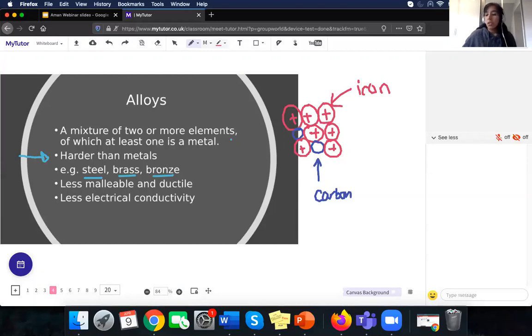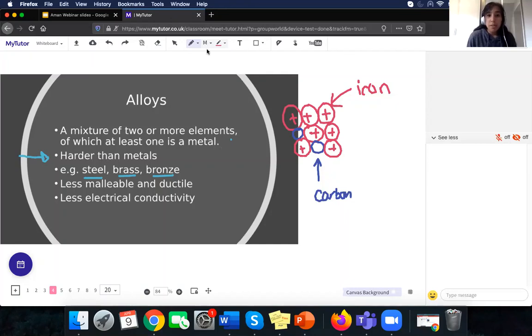Okay, so first thing then, why are alloys harder than metals? Well, let's have a look. They've not got these regular layers, so we can't slide these layers over one another. And the reason for that is because of these smaller particles disrupting those layers. So often exam questions are looking for the fact that alloys disrupt the layers.